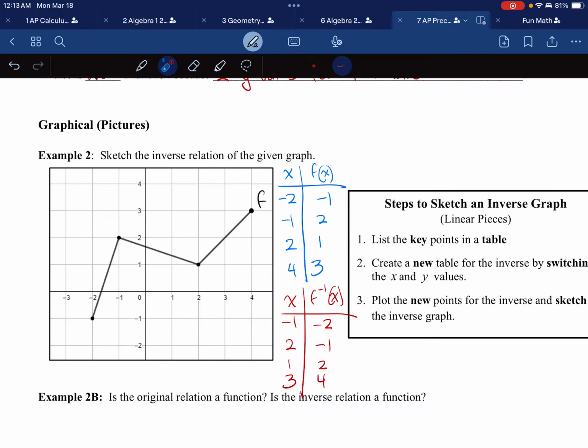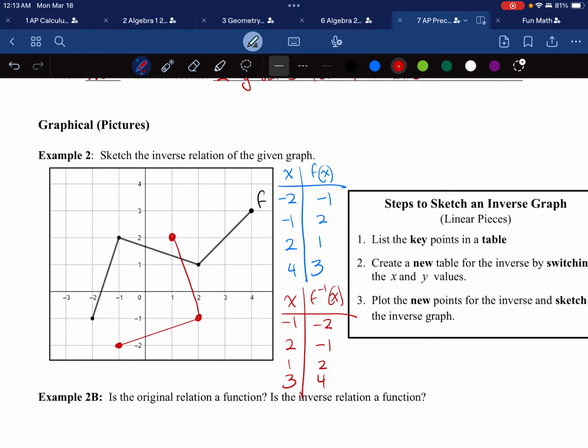All that's left to do is to graph these points. So (-1, -2), and I want to graph this in red though, and that's going to go to (2, -1). So these 2 points are going to be connected. And next I'm going to go to (1, 2). (1, 2) is this point right here.